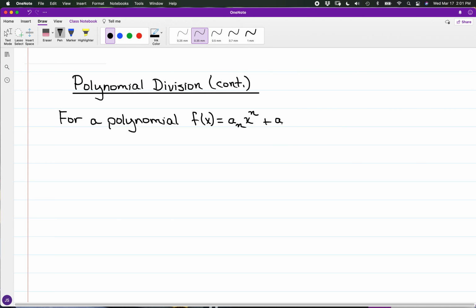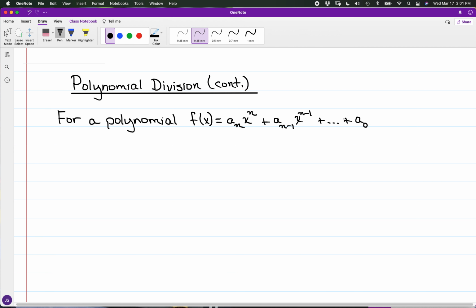And we have subsequently a of n minus 1 times x to the n minus 1, and we have plus a constant, which we're going to have represented by a naught. And for this polynomial, whenever it is divided by, let's say, a first order binomial expression, there are two modes of polynomial division we can take. The first one, and we briefly looked into this, is going to be the long division setup.